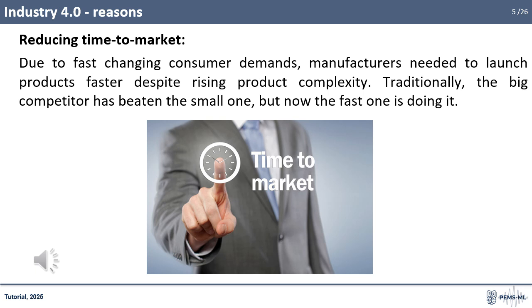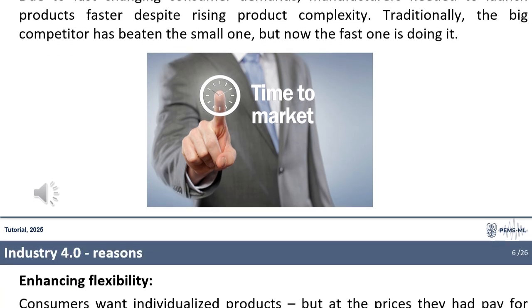What are the reasons for defining this new paradigm? First of all, the need to reduce the time to market. Consumers always request something new in a short time span. There is a need for continuous innovation, and this cannot be done with the traditional approach of production and design. Traditionally, the big competitor has beaten the small one, but now the fast one is beating the slow one.